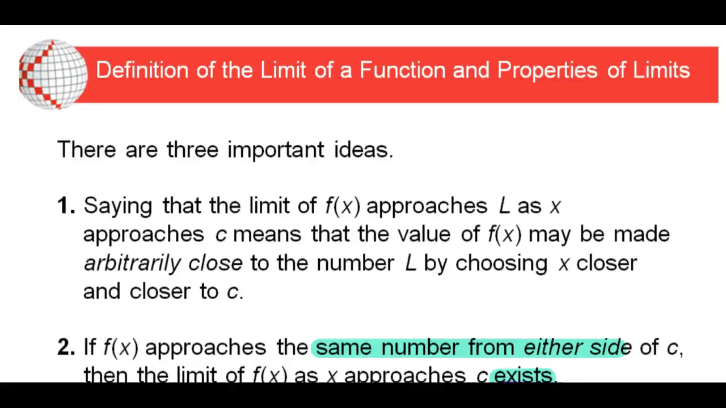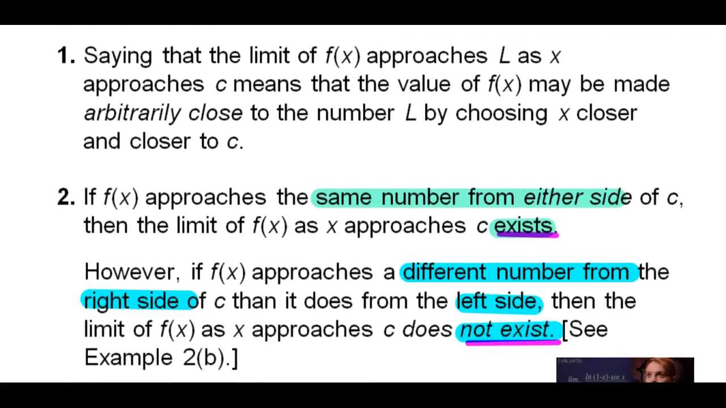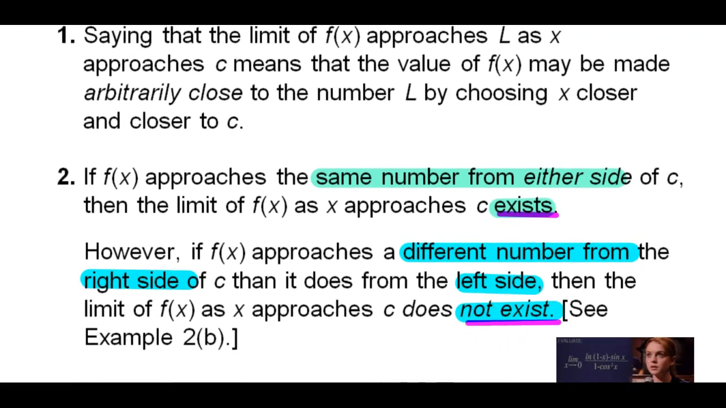So far, the definition of a limit is a function and property of limits. The definition of that limit is if it approaches from the left and the right. If it's the same, then it exists. If it's different, then it does not exist.